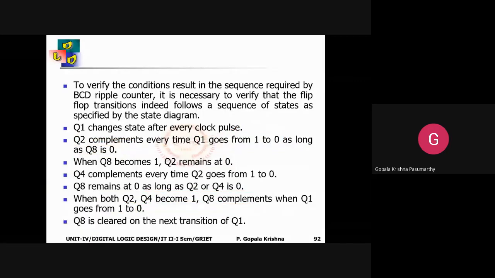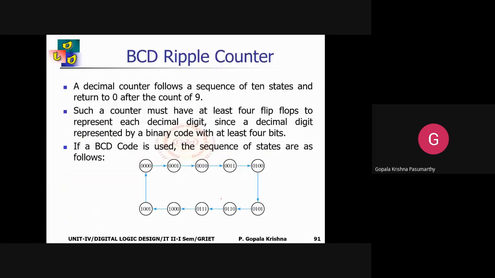This is a problem with ripple counters. We have to understand how the flip-flops are changing their state. Otherwise, we cannot do it.